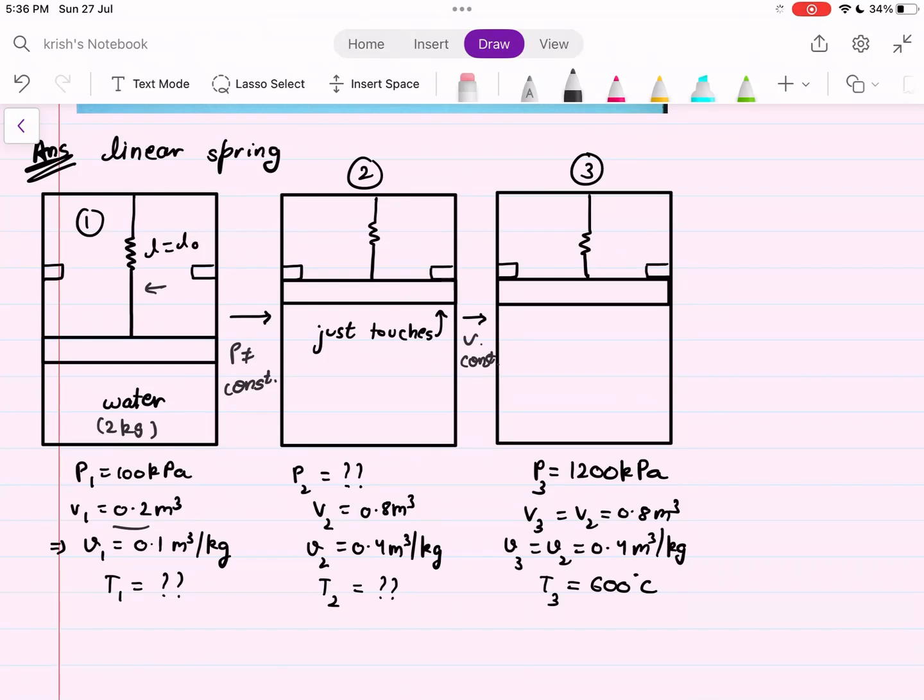So, if we see from 1 to 2, first the energy will go to increasing the volume. Right? But pressure here will not be constant because there is a linear spring. And after that, from 2 to 3, after the volume has become constant, the energy will start going to increasing the pressure. But in the question they've given us, as soon as the piston touches 0.8 meter cube, this volume becomes 0.8 meter cube, the temperature is 600 degrees Celsius. So at state 2 only we will reach 600 degrees Celsius.